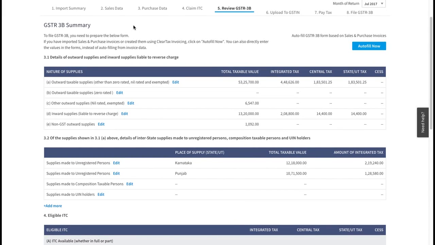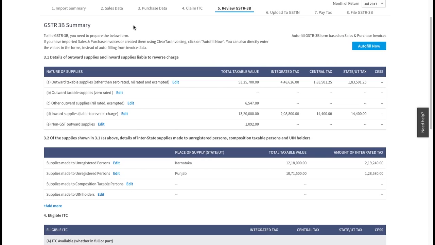GSTR 3B Summary. Since the due date of filing GSTR 1 and 2 for the months of July and August has been extended to September 17, a new return form, GSTR 3B, has been introduced. This form is to be filed in lieu of GSTR 1 and 2 on two dates: 20th August for the tax period of July and 20th September for the tax period of August.